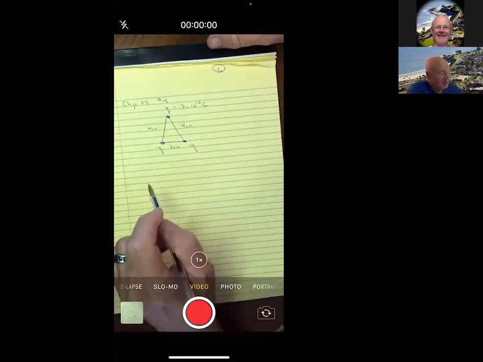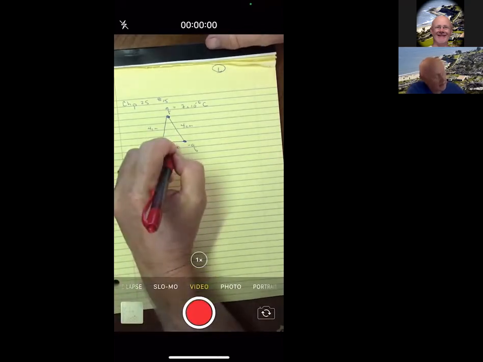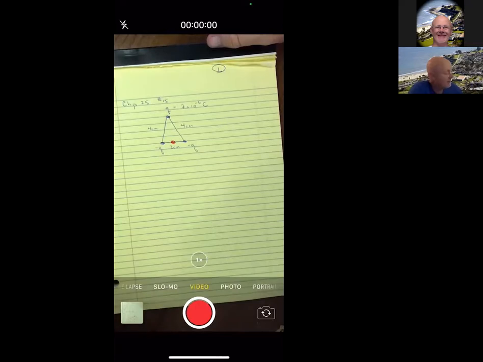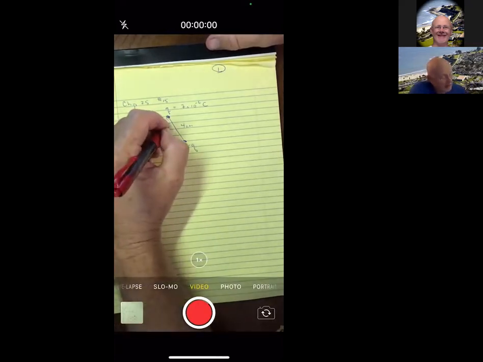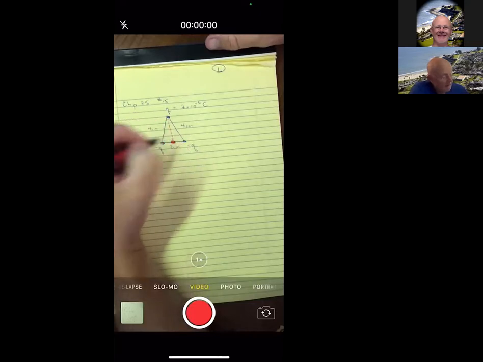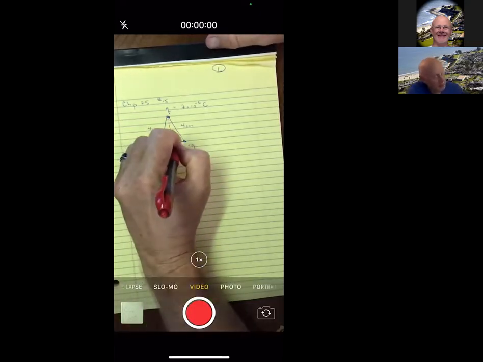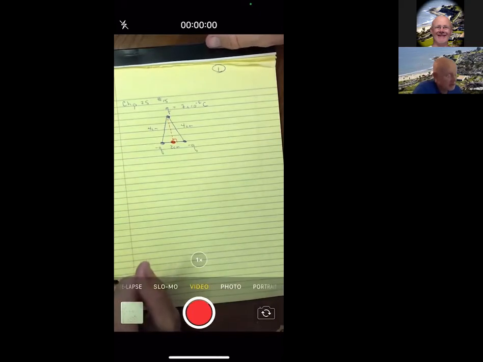Okay. So we're trying to find it midway at the base. So here's the base, and that would be midway. But let me also make a vertical dotted line and point out that'd be straight down the center. And so that would be 90 degrees.